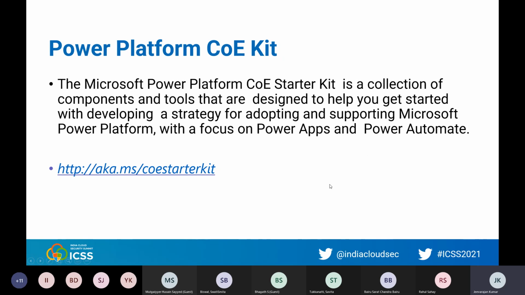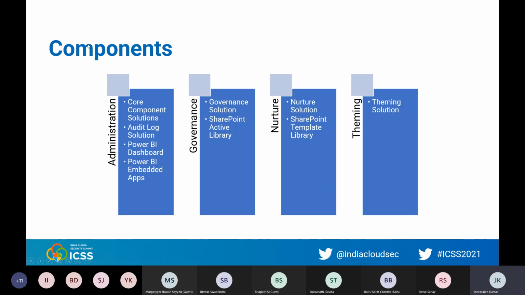Okay, so let's see that shortly. The 4 main pillars of the CoE starter kit itself are administration, governance, nurturing, and theming. If you see administration, we have the core component solution and the audit log solution. The core component solution is, as it says, the core components, and that is absolutely necessary. That's a base that needs to be installed first, right? So that needs to be imported first. In Power Platform language, it's import, not install.